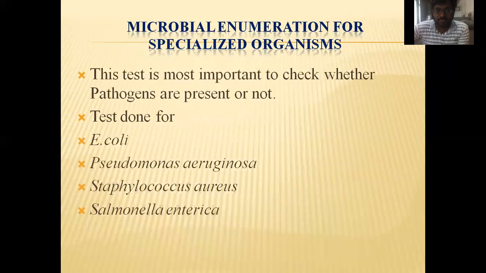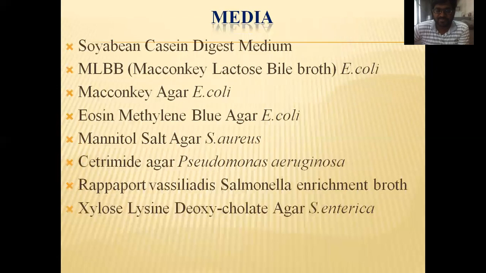The second method, the most important method, is microbial enumeration for specified or pathogenic organisms. This test is most important to check whether pathogens are present or not. It is done for four organisms: Escherichia coli, Pseudomonas aeruginosa, Staphylococcus aureus, and Salmonella enterica. E. coli and Salmonella enterica are coliforms, while Pseudomonas is gram-negative and Staphylococcus aureus is gram-positive cocci.